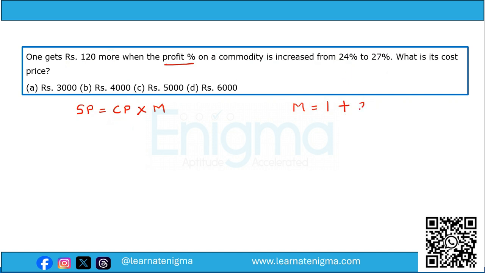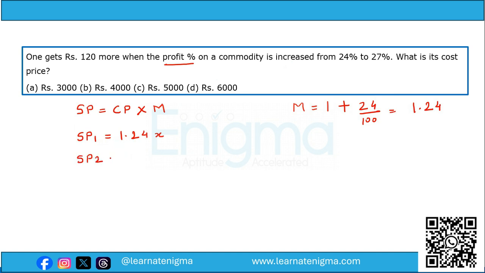So you can say that it is 24 upon 100. So you can say that this becomes 1.24. Okay. Now let's say the first selling price 1 is 1.24. Now let's assume the cost price as X. So therefore selling price 1 comes out as 1.24x.